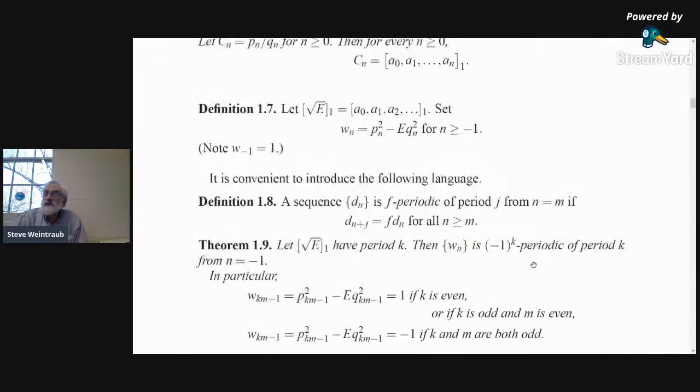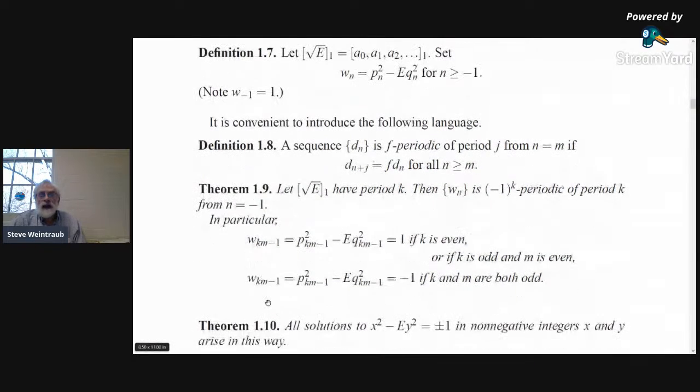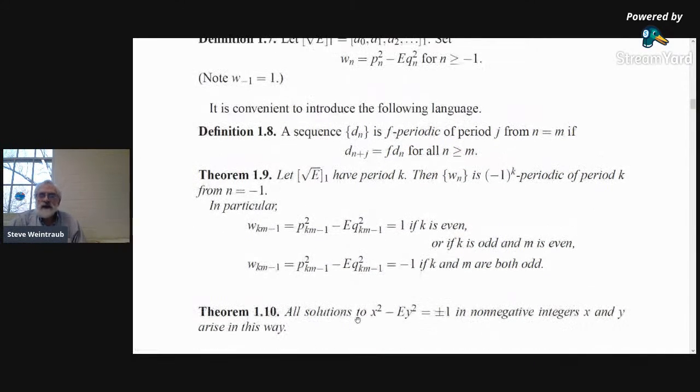And in fact, I get infinitely many solutions because I just look at any multiple of the period. And it's a theorem that says that not only do I get solutions to Pell's equation in non-negative integers in this way, but in fact we get all solutions to Pell's equation, or even to the equation x squared minus ey squared equals plus or minus 1, in non-negative integers. They all arise in this way.